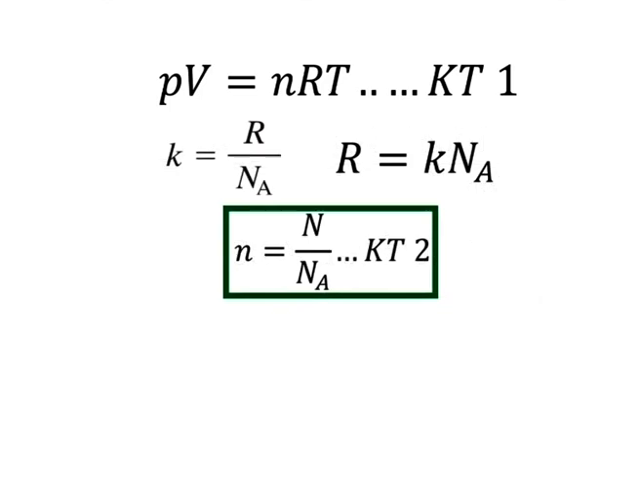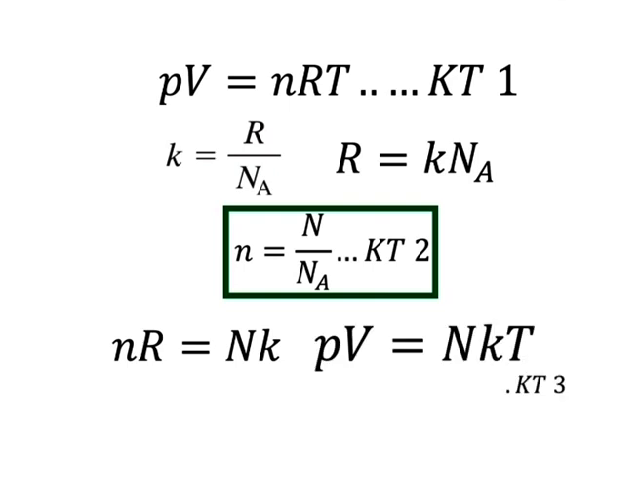Using equation KT2, we find that nR is equal to Nk. Substituting this into equation KT1 gives a second expression for the ideal gas law, that is, PV = NkT. Here note the difference between the two expressions for the ideal gas law. Equation KT1 involves the number of moles n, and KT3 involves the number of molecules N.